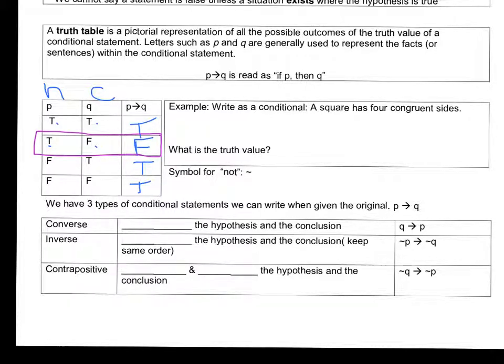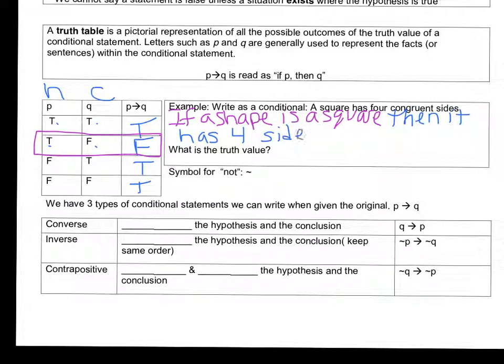All right, so write as a conditional. A square has 4 sides. We need it if a shape is a square, then, so that would be our hypothesis, then it has 4 sides. Is this true or false? If a shape is a square, well, we can have a square for a shape, so that's true. So we're looking at one of these two. Then it has 4 sides. That's true. So this entire statement then would be true.